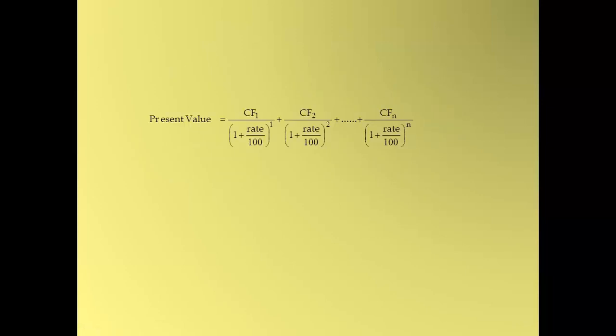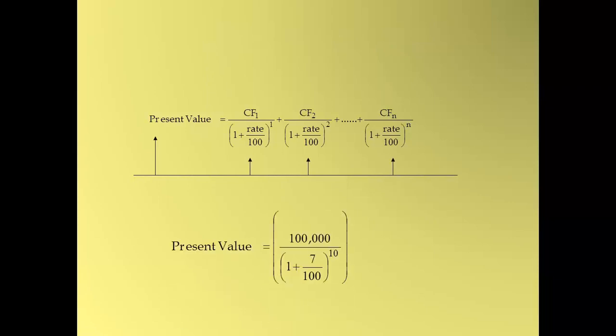So we use the same formula, CF1 divided by 1 plus rate to the 1, through CFN divided by 1 plus rate to the n, n being 10. My present value is 100,000 divided by 1 plus 7 by 100 to the power 10. And notice I don't want any cash flows in the middle. I just want one cash flow in the end. So that's the cash flow I need, $100,000, divided by 1 plus 0.07 to the power 10.